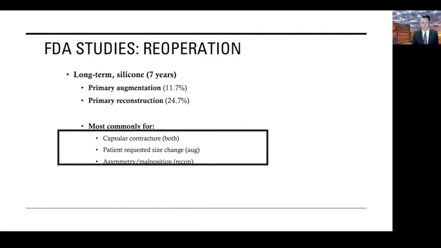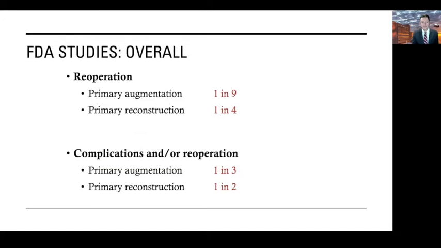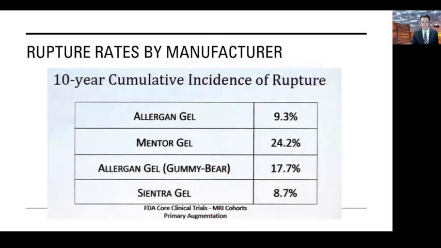It was actually 1 in 4 for primary reconstruction, mostly driven by capsular contracture, as well as patients requesting size changes. Overall, reoperation was about 1 in 4 for primary reconstruction, and as high as 1 in 2 for primary reconstruction for overall complications. If we look at rupture rates of implants, we see that they are quite high across all of the manufacturers at 10 years, anywhere from about 10% up to 25%.